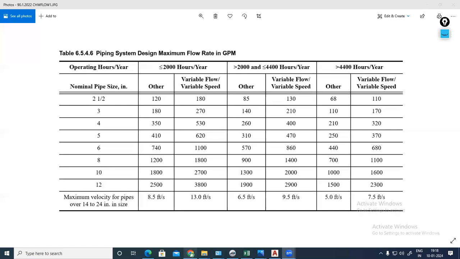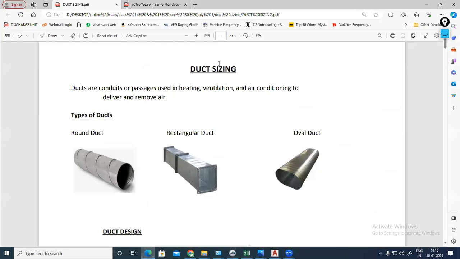Okay, so we can start a new topic, duct sizing. Sizing of duct. Duct sizing simply means we have to find the dimensions of the duct. A lot of things we have to discuss, and it will take some time definitely. Duct sizing, very important session.